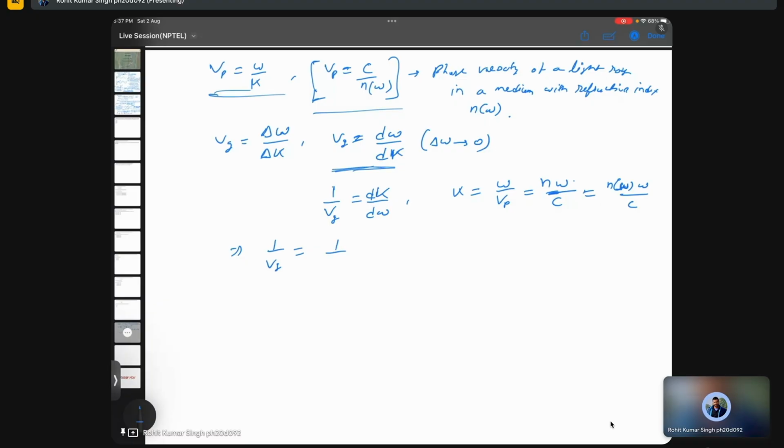So let's do this. dk by d omega, basically let's do it in two parts. If we differentiate just omega, you will get 1, so what remains is n(omega) by c. Then you differentiate n(omega), so omega by c is there, and then dn by d omega. Fine.